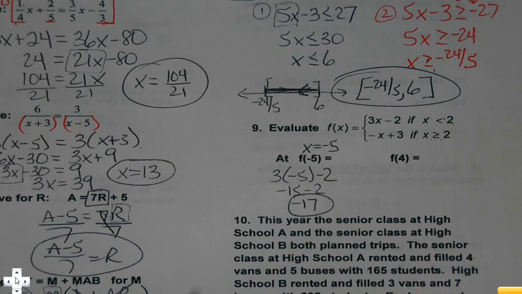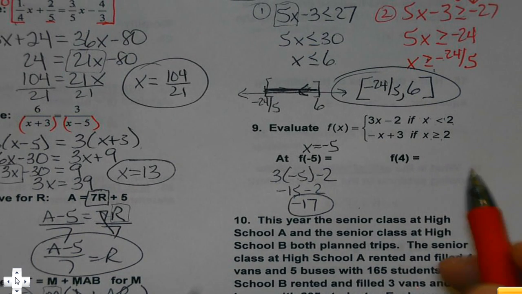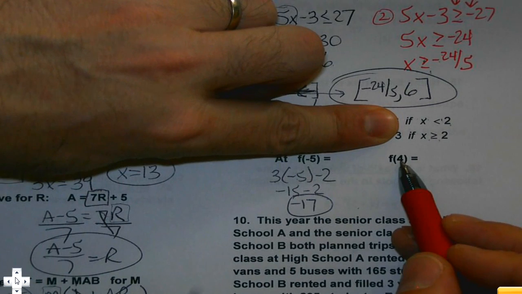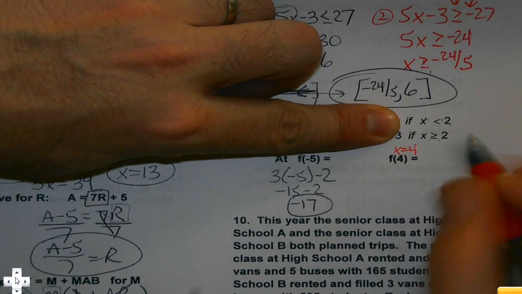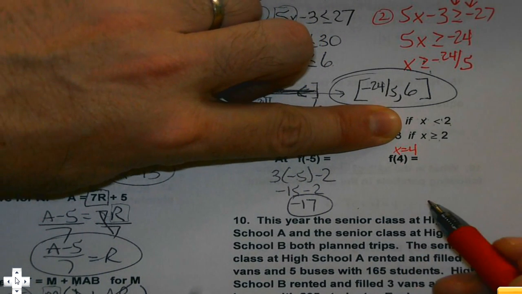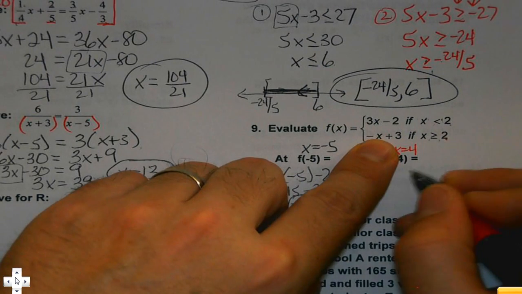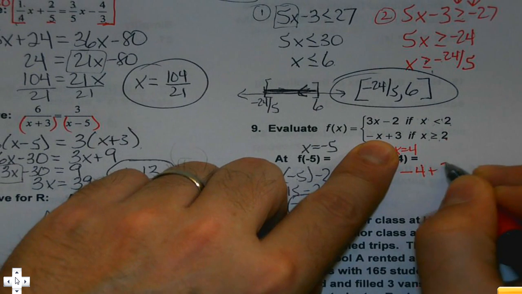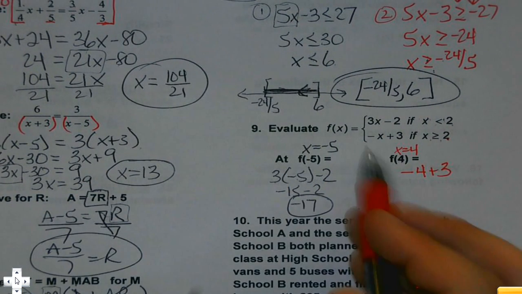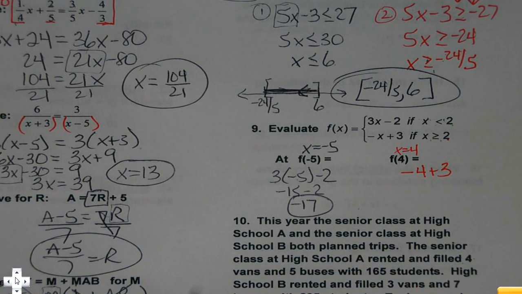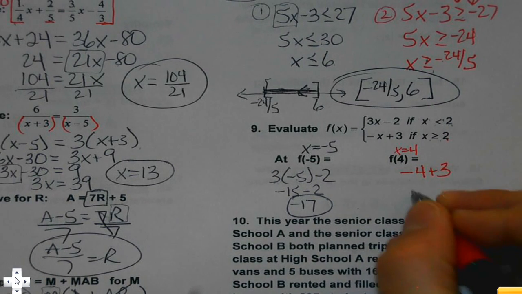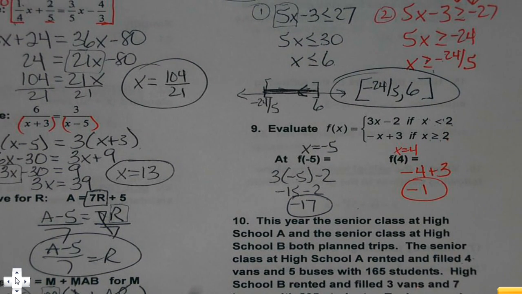So then I start a brand new problem on the second one. Okay, so if x equals 4, is 4 less than 2? Nope. Is 4 greater than 2? Yep. So I plug it into the second one. And again, the negative doesn't go away. I'm just replacing the x, which is 4. And I can get my answer that way.